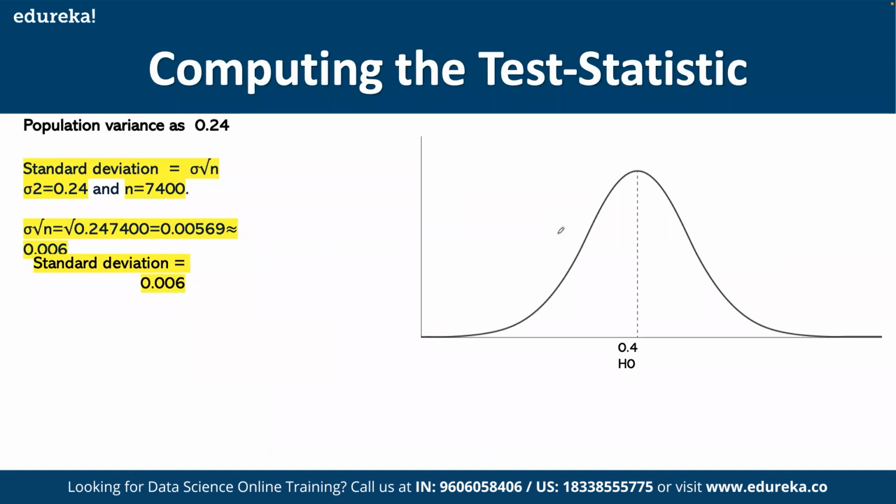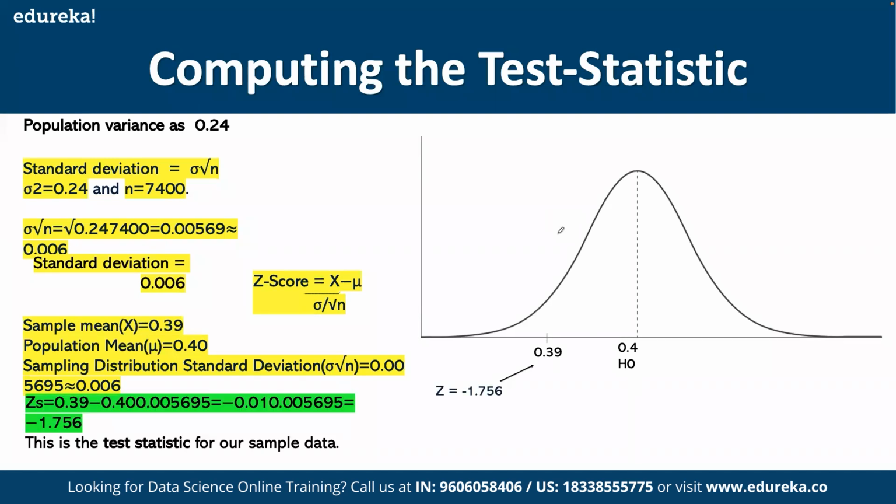So I'll calculate the population variance, and once I compute it, I'll get the standard deviation. With these values, we'll get the respective Z-score. The Z-score is given by X minus mu divided by the standard deviation of a sample. Once we have done this, we'll get the respective test statistic, in this scenario the Z-score.